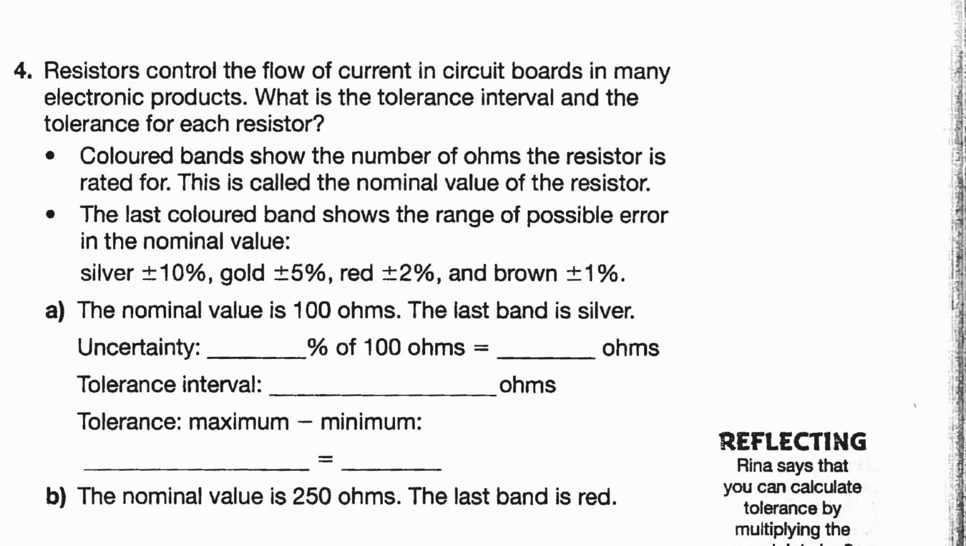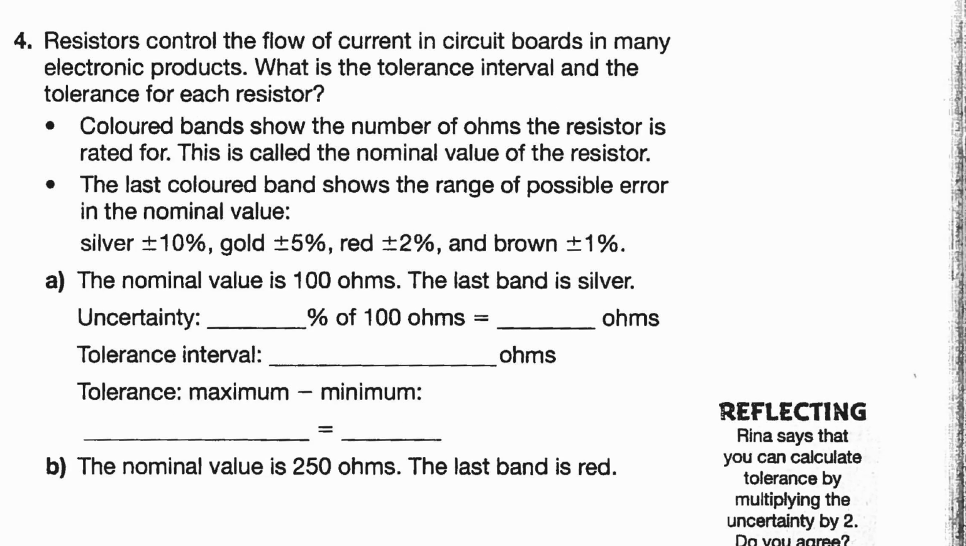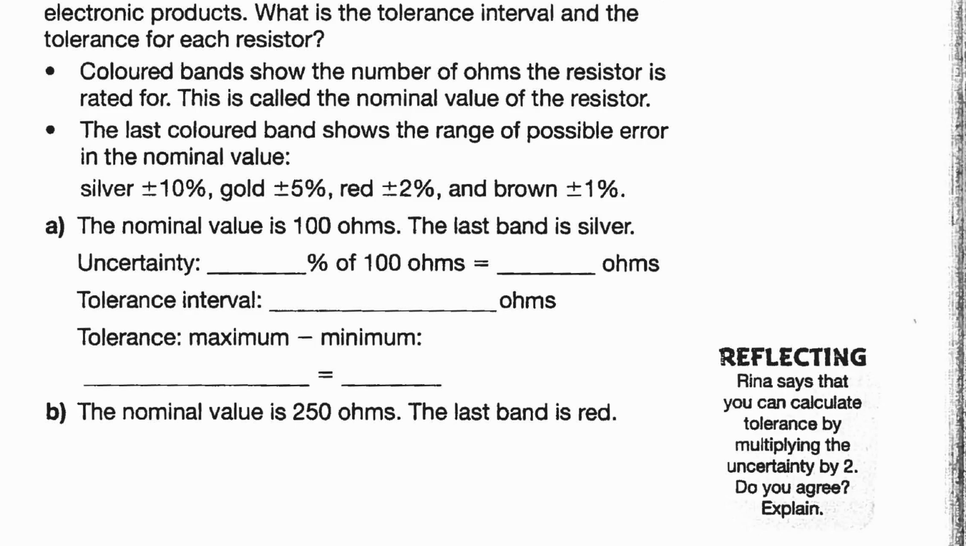Okay. Next page, I think this is the last page in our booklet. We have 3 questions. So I'll give you 6, and then we'll look at 4 here quickly. Resistors control the flow of current in circuit boards and many electronic products. What is the tolerance interval for each resistor? Colored bands show the ohms the resistor is rated for, and this is the nominal value of the resistor. The calculated color band shows the range of possible errors in the nominal value. So silver is this, gold is that, red is that, brown is that. The nominal value is 100 ohms. The last band is silver.